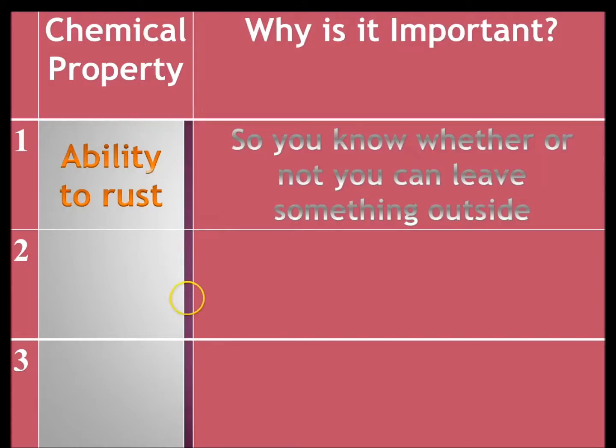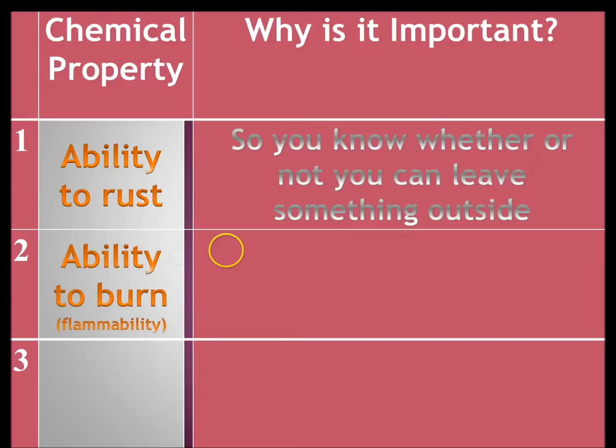Okay? Another chemical property is flammability, or the ability to burn. And you probably know why this is important. Obviously, you want to know whether or not something will burn so that you know not to put it too close to something that's hot. You know, whether or not to put it too close to your stove in the kitchen, or if you have a fireplace, you wouldn't put it too close to that, okay?